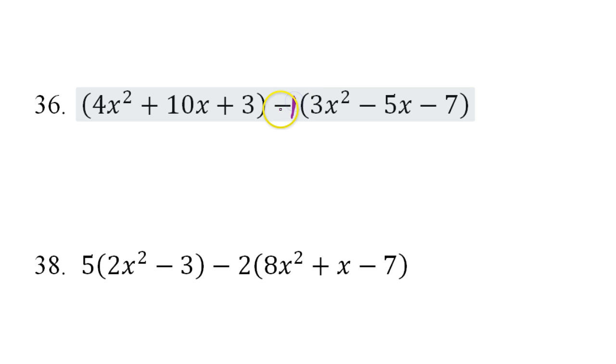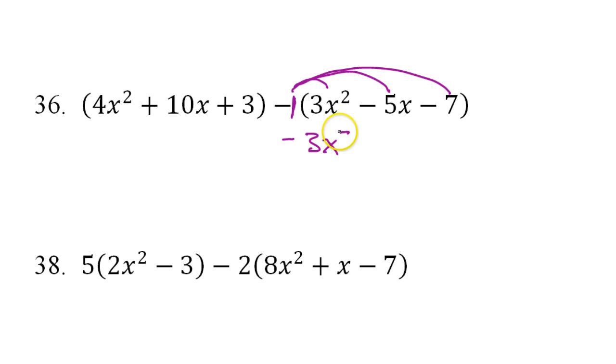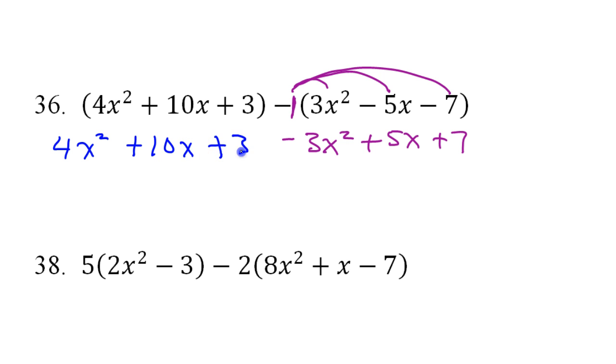There's this negative sign, think of it as a -1. And that -1 needs to be multiplied by everything inside the parentheses. So anytime you see subtraction, I would do that distributive property first and get rid of the parentheses. So this will make negative 3x squared, and negative times negative is a positive, so that'll be positive 5x, and similarly positive 7. There's no negative in front of the other parentheses, so we can just bring this down outside of the parentheses: 4x squared plus 10x plus 3.